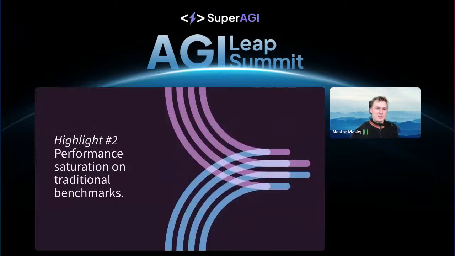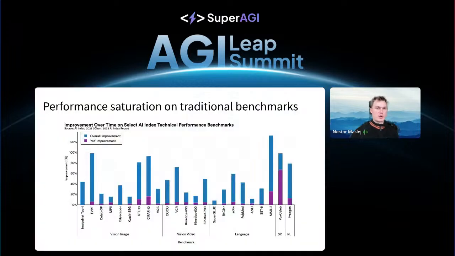The second highlight is that we've seen a lot of performance saturation on traditional benchmarks. A benchmark in the AI community is a way to measure AI progress and basically a way to see how well AI systems are at doing different kinds of tasks. And you'll notice that on this chart, there is way more blue than there is purple.